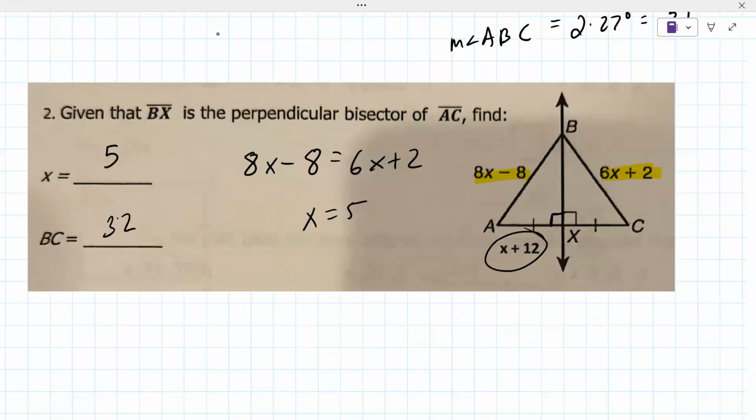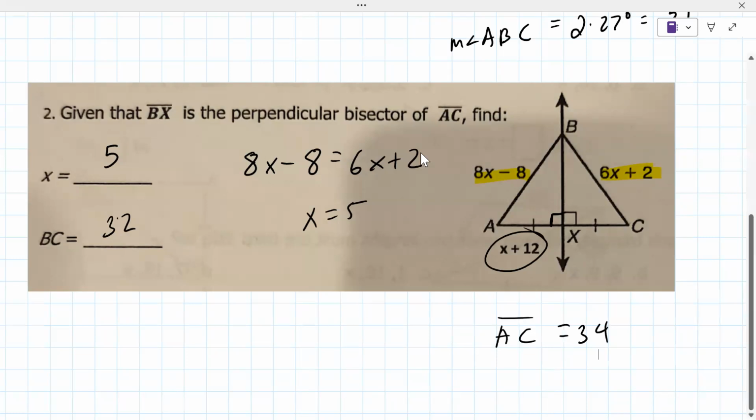Very good. And if they wanted A to C, could you find that for us, please? 34? You're doubling. Yeah. Cool. All right, perfect.